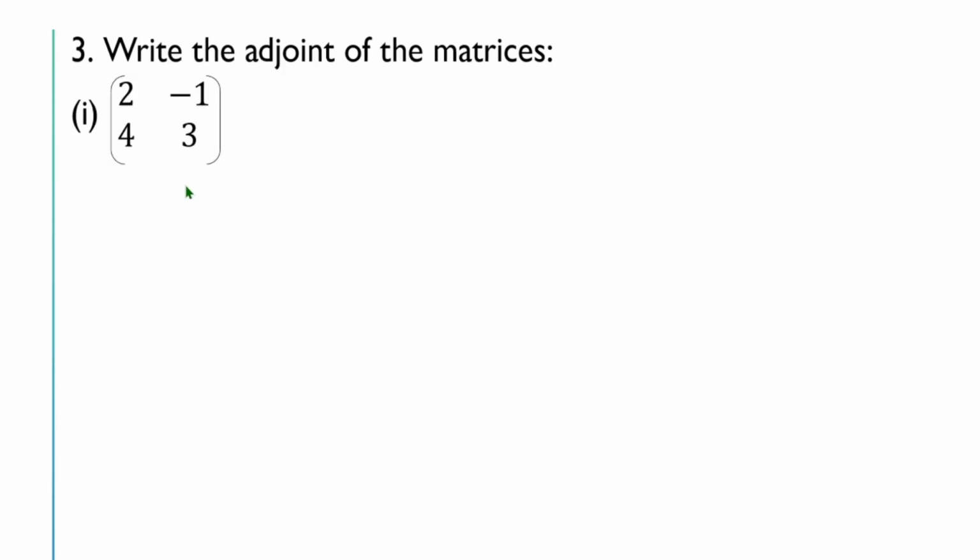Next question, write the adjoint of the matrices. For a matrix of order 2, we can write the adjoint by interchanging the diagonal elements and changing the sign of the remaining elements. So if we take this as A, then adjoint of A is equal to 3, 1, minus 4.